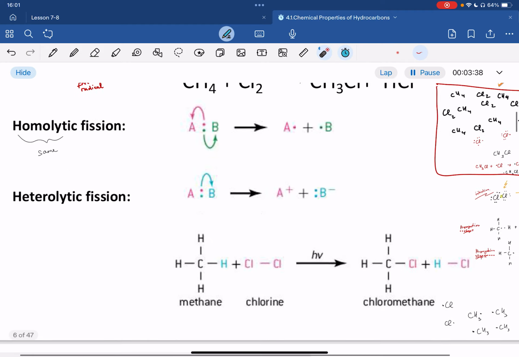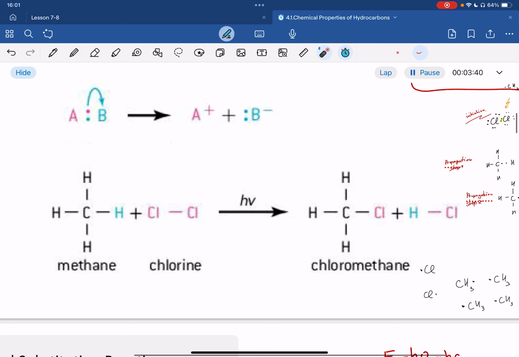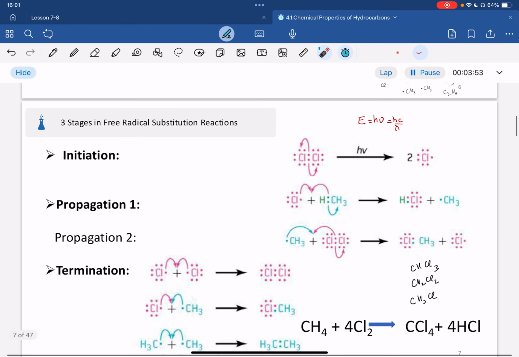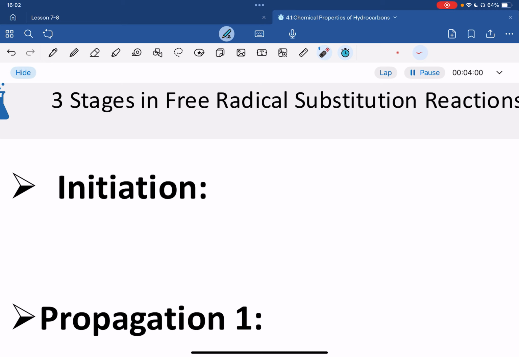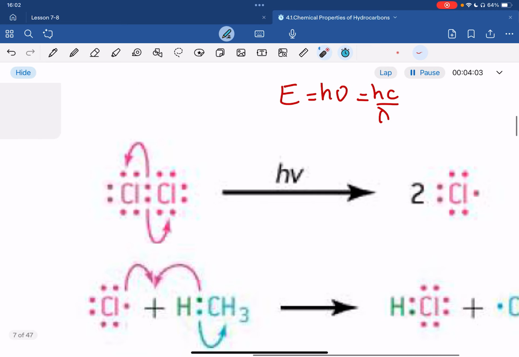So this is a whole example. This is methane plus chlorine. There is a substitution: chlorine came here and hydrogen went there. But this process occurs in 3 steps. Let's say 4, because the second step has 2 sub-steps. First of all, the initiation step. The first thing that needs to occur is the presence of UV light, hv, and from the initiation step we are getting the free radicals.